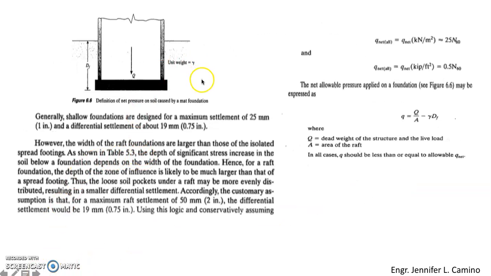So this is an illustration for a net pressure on soil caused by a mat foundation. You have here the equation for the net allowable bearing capacity using the standard penetration resistance value. This is in SI unit, this is in English unit. However, the net allowable pressure applied on the foundation based on this figure is given by this expression. You have q is equal to capital Q all over A minus gamma times D_F.